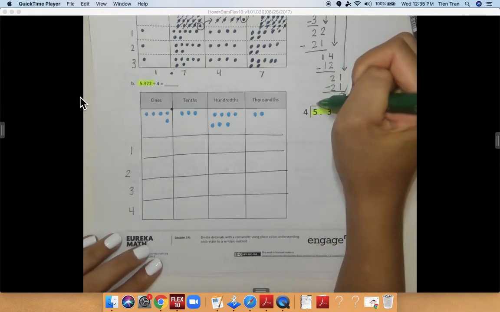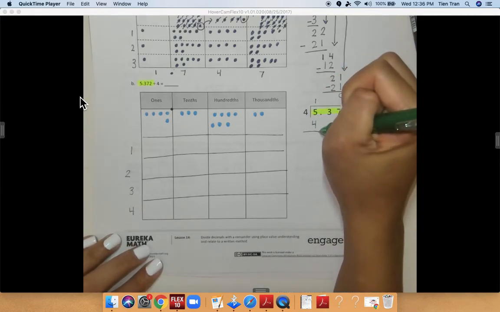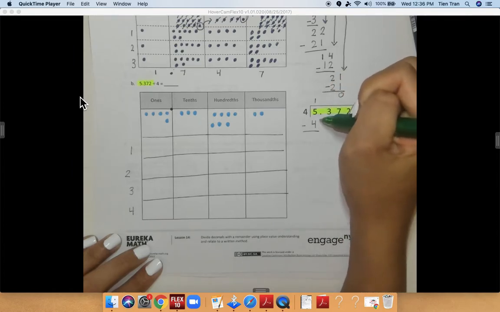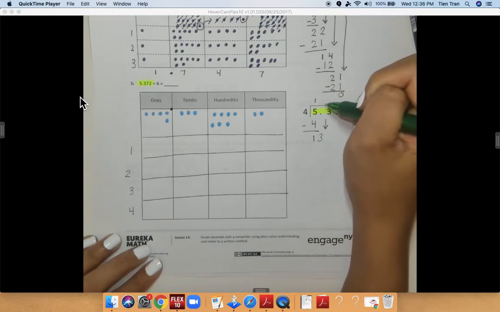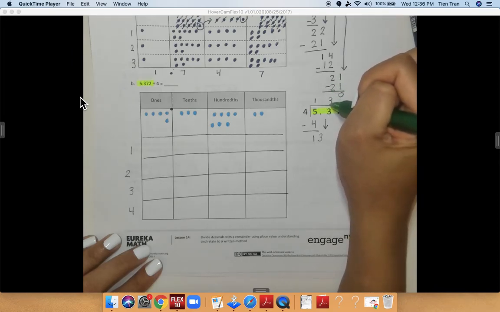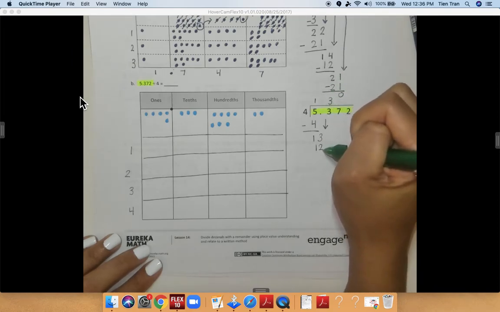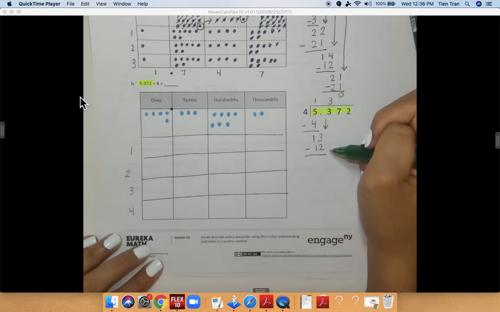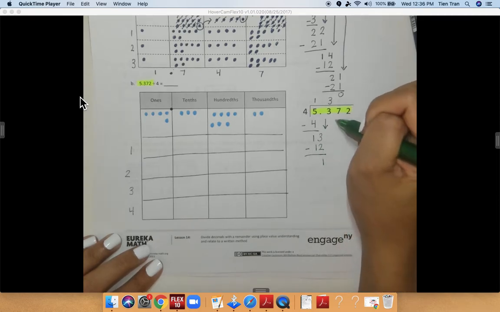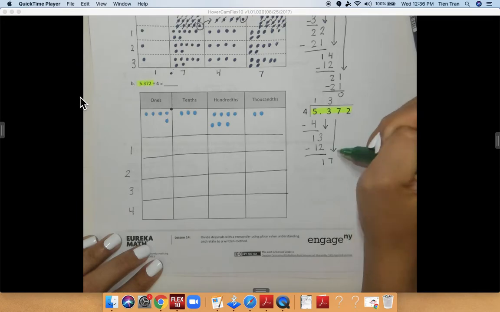I know that 4 can go into 5 one time because 4 times 1 is equal to 4. 5 minus 4 is equal to 1. Bring down my 3. 4 can go into 13 3 times. 4 times 3 is equal to 12. I'm going to subtract. 13 minus 12 is equal to 1. I'm going to bring down my 7.